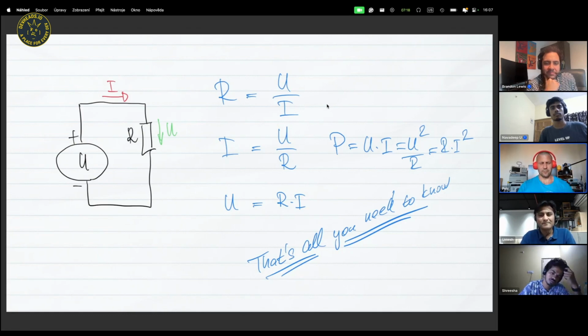Using another small equation from physics, you can calculate the power at the resistor, which is voltage multiplied by current, or voltage squared divided by resistance, or resistance multiplied by current squared. That's all you need to know for almost everything in electronics. I studied a lot of high-level mathematics at university, but I haven't used that stuff since my graduation. But Ohm's law I use every single day, like 100 times.